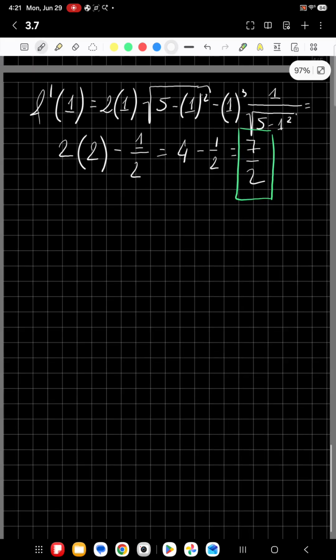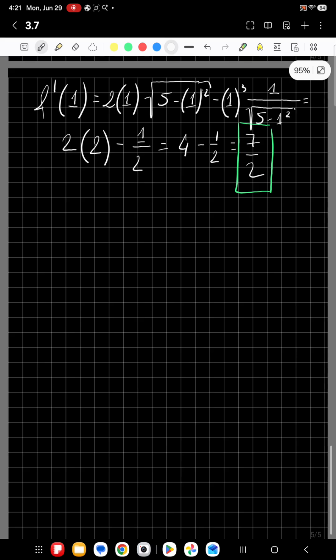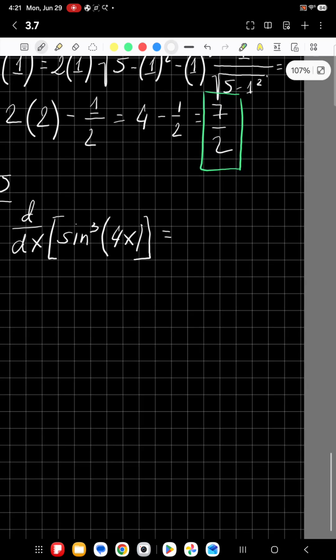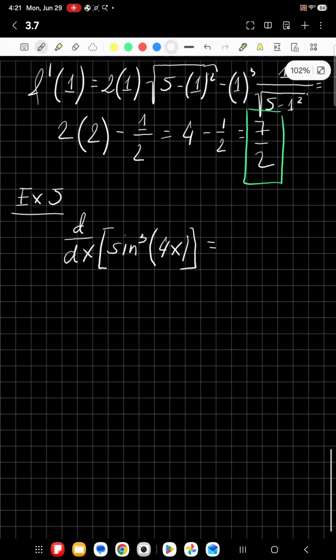Example 5. And it goes like this. So d dx of sine to the third, 4x. Okay, so let me rewrite it. Again, maybe we can move that.